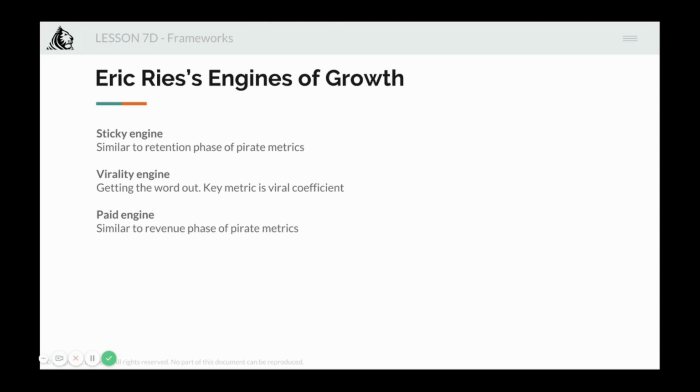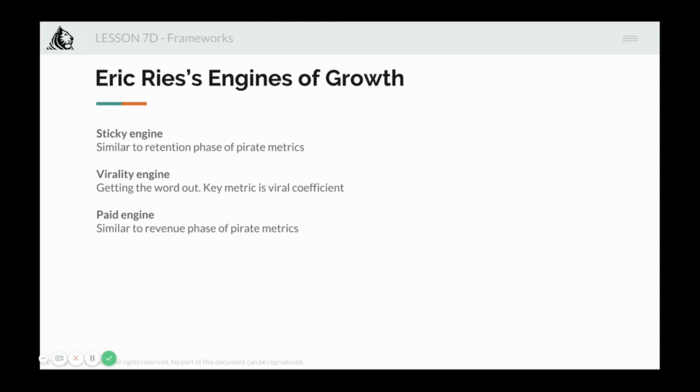The next engine that Eric Ries suggests that we should be focusing on is the virality engine. So virality is all about getting the word out. Virality is attractive because it compounds. If every user adds another 1.5 users, your user base will grow infinitely until you have saturated all users. The assumption being that users are within the target audience of your product.